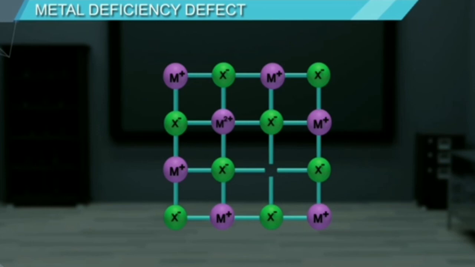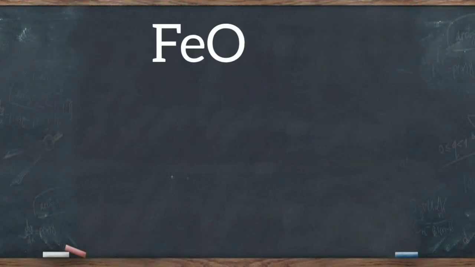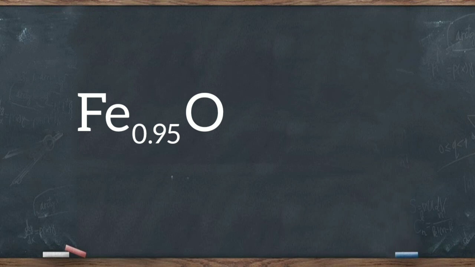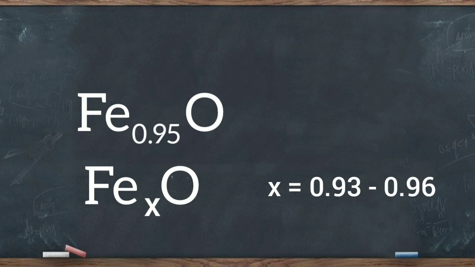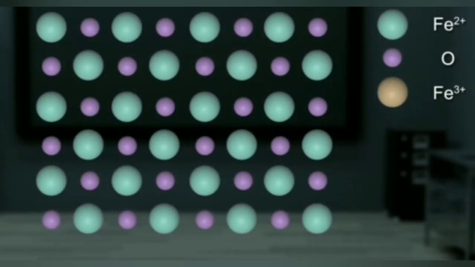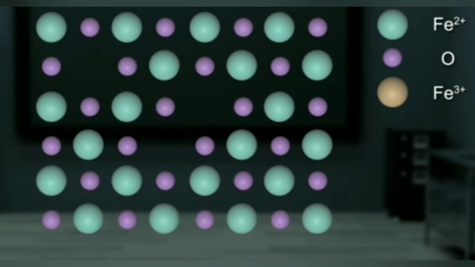For example, it is difficult to prepare ferrous oxide with ideal composition FeO. FeO is mostly found with the composition of Fe0.95O or FexO, where x is equal to 0.93 to 0.96. In a crystal of FeO, if some of the Fe²⁺ ions go missing, then this loss is compensated by the addition of Fe³⁺ ions. In this way, though the overall charge is balanced, some spaces will be left vacant in the crystal.